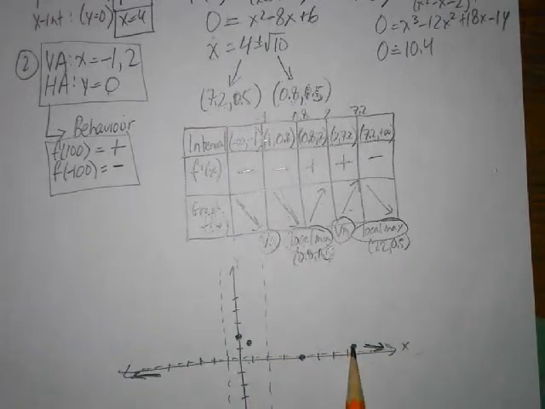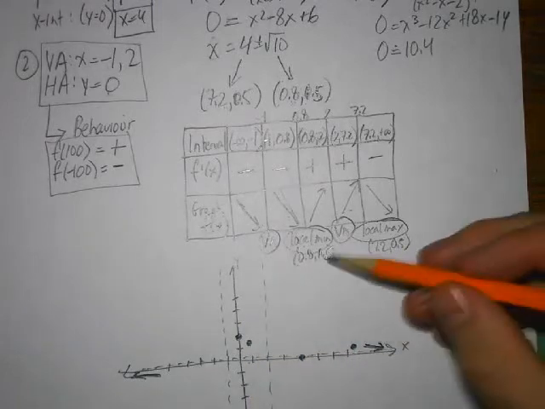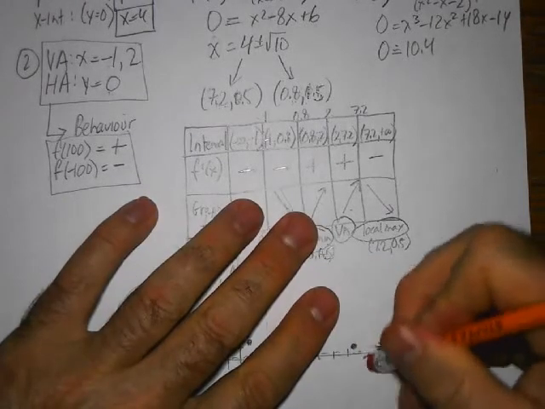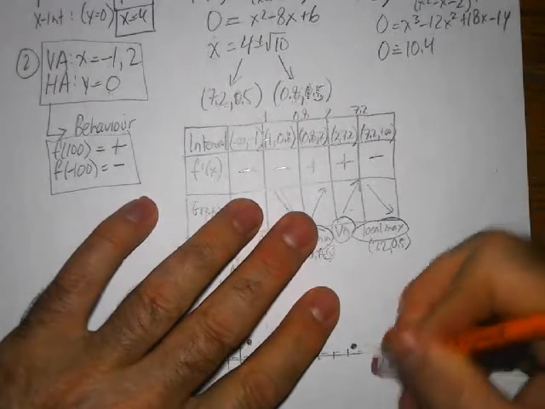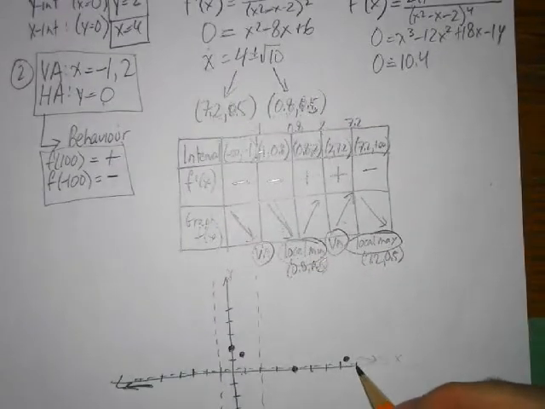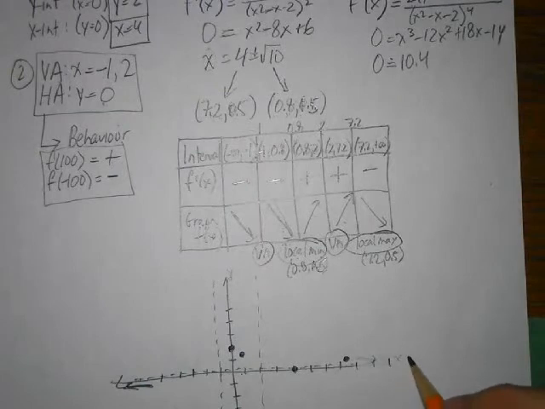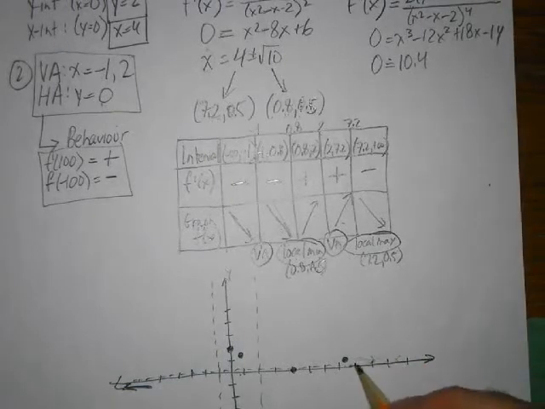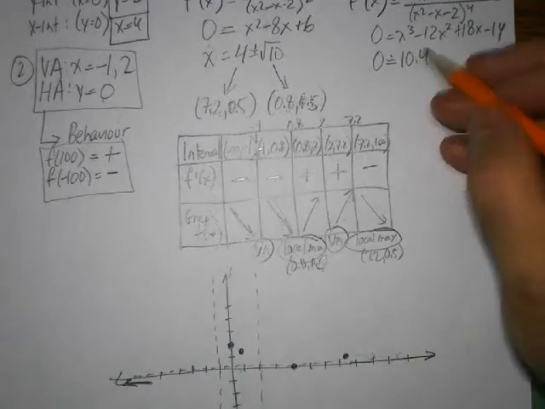I actually have my point of inflection. Let me just make this a little bit longer so I can show that point. So that's 7, 8, 9, 10, 11. So at 10.4. Now 10.4, let's bring this in later.